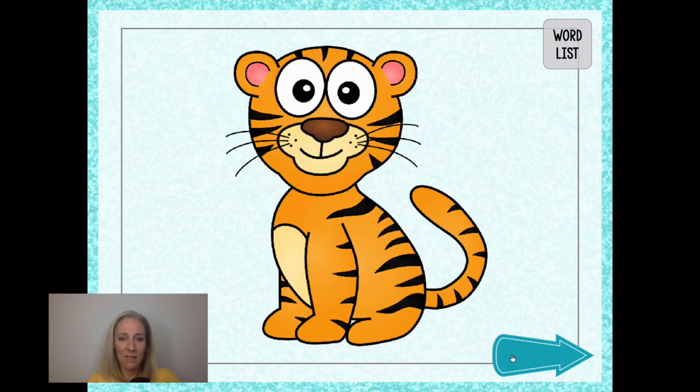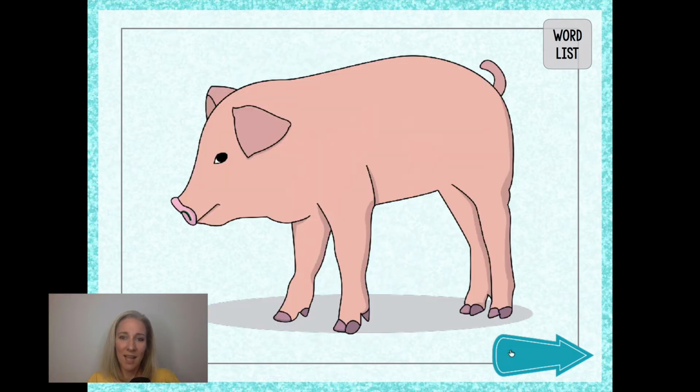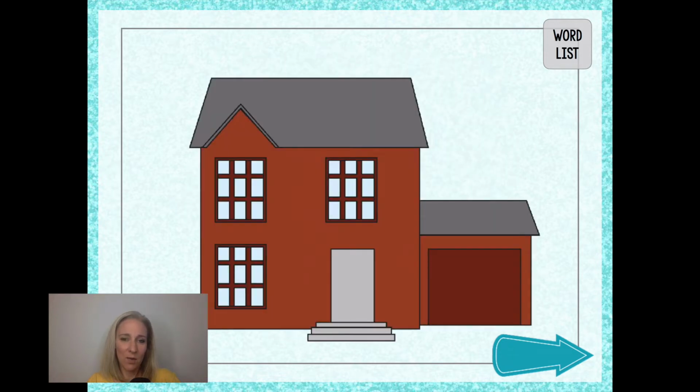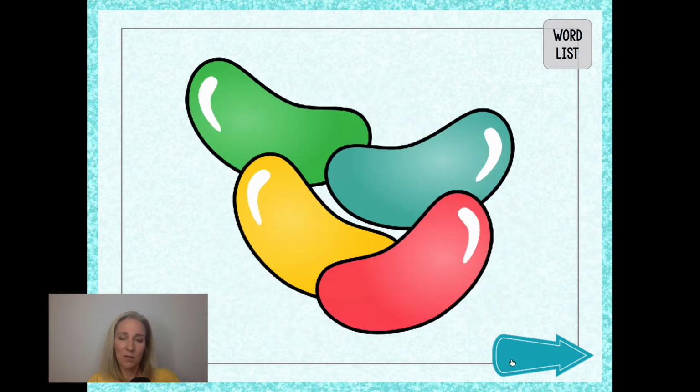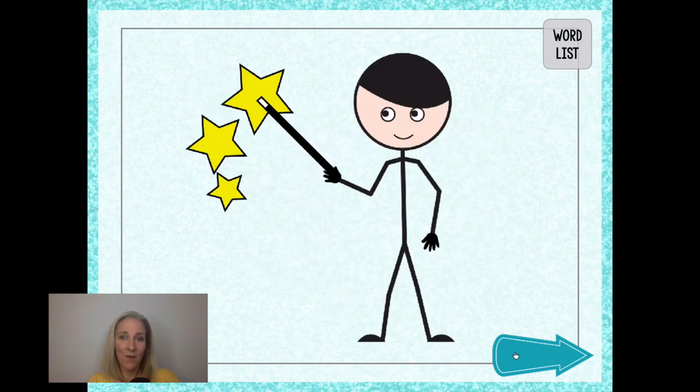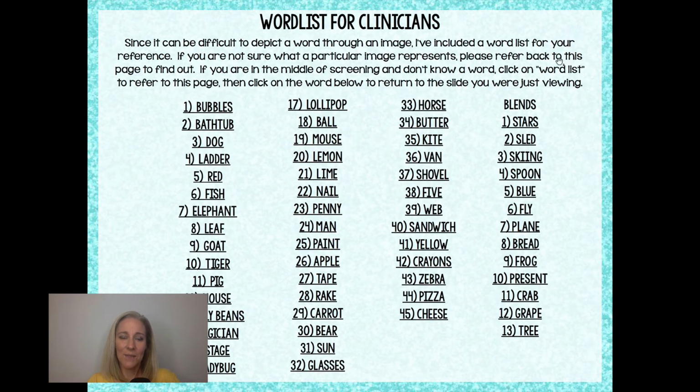So it's a very simple resource, but each picture comes up on the screen and your student would say the word, and you of course would be recording the data. If you were able, you could be putting it into the Google Sheet, or you could just be making notes, and then you can add it into the Google Sheet later. So I hope that is helpful for you. I'm going to go back to the word list. And I also wanted to mention that it does cover some blends as well. So those are over here on the right. And hopefully you find this resource to be as helpful as I have.